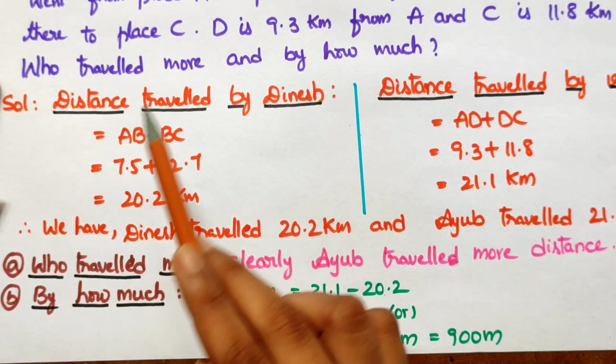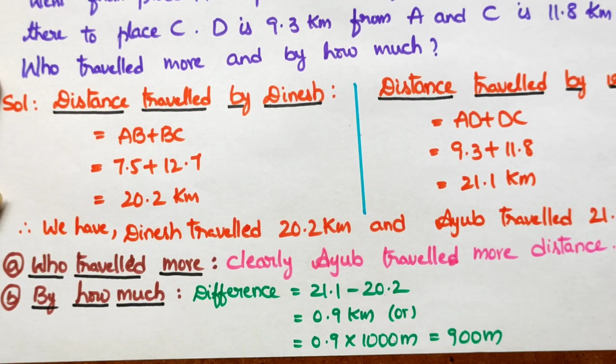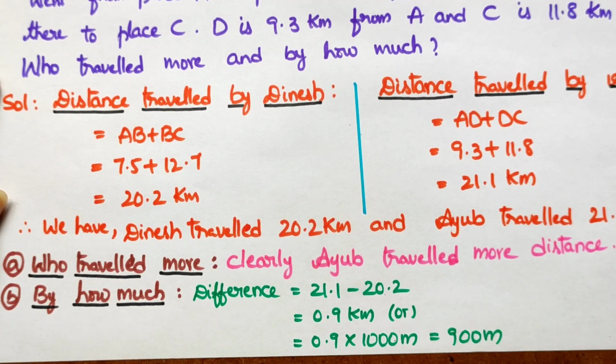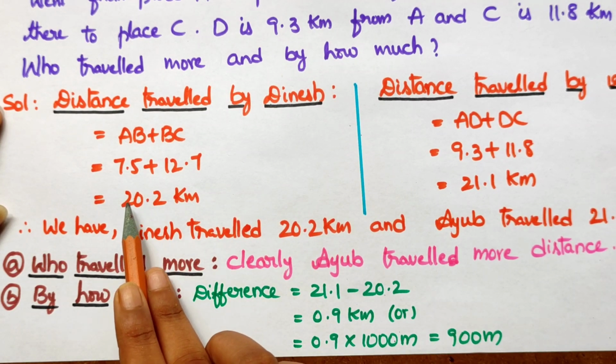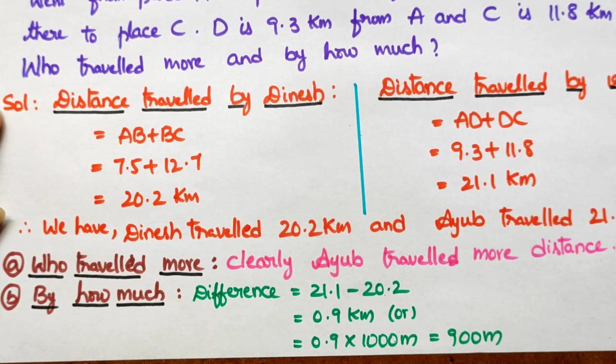Who travelled more and by how much? Ayub travelled more and by how much? Let us do difference is equal to, to find how much more distance is travelled by Ayub than Dinesh. This is the question that is known as by how much.